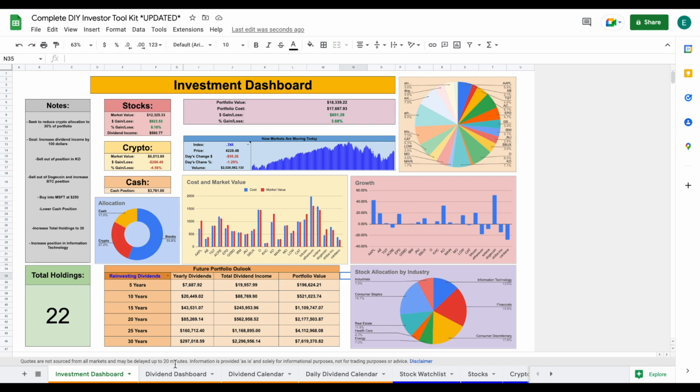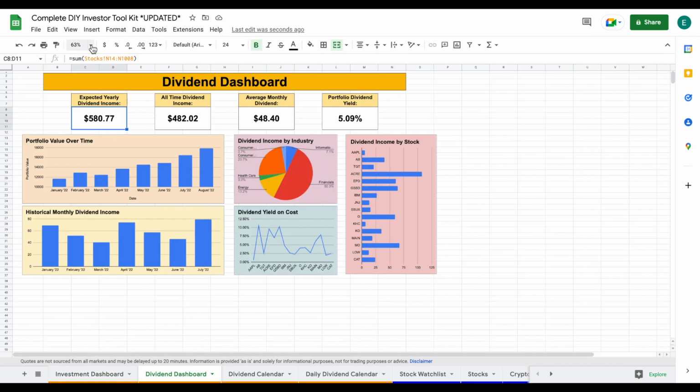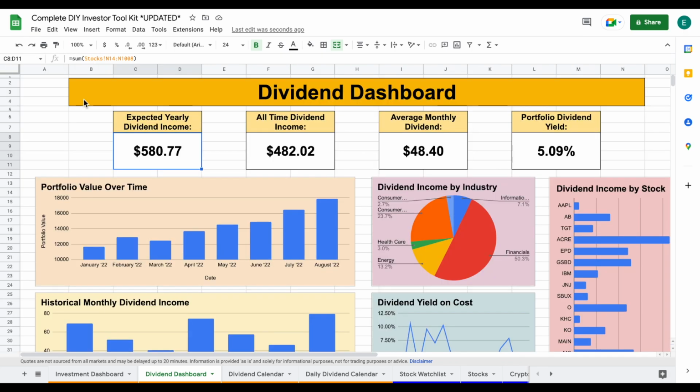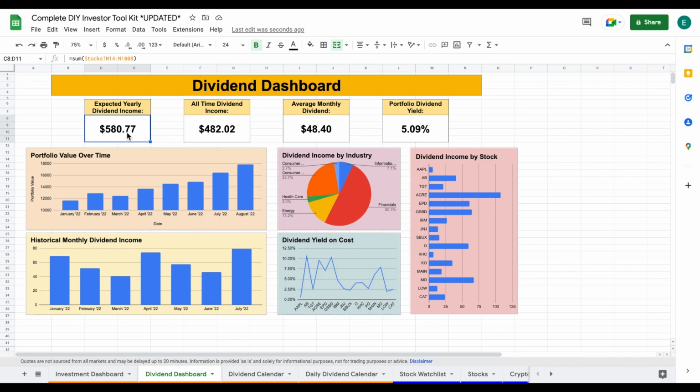Now let's go ahead and move forward and look at our dividend dashboard. I'll go ahead and zoom in here a little bit. This goes into our dividend portfolio in just a little bit more depth. But you can see here we're tracking things like our expected yearly dividend income, our all-time dividend income, our average monthly dividends, and our portfolio dividend yield. It allows us to see our portfolio value over time, our historical monthly dividend income, our dividend income by industry, our dividend yield on cost for each individual stock, and our dividend income from each stock. And again, all of this is being automatically tracked and will update automatically.